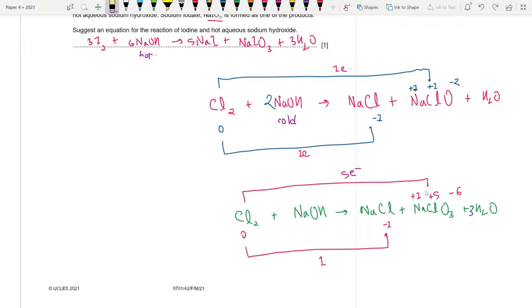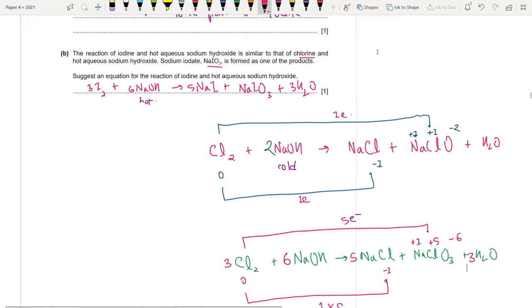I'll show you how it's done. If you multiply a 5 here, then that means you need 5 NaCl. So in total you need 5 plus 1, 6 chlorine atoms or 3 molecules of chlorine. And how many sodiums? You need 6 sodiums. And you need 3 waters to balance things out. So that's how we do it.